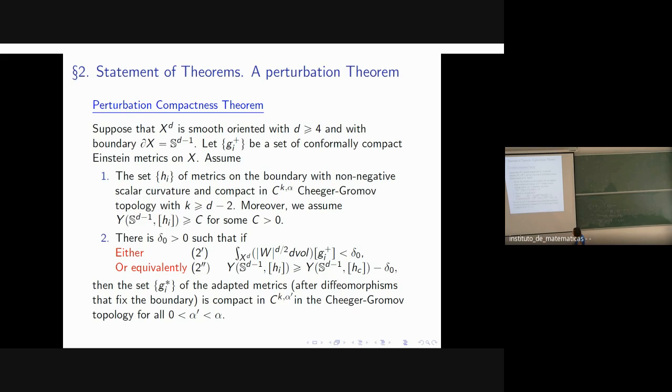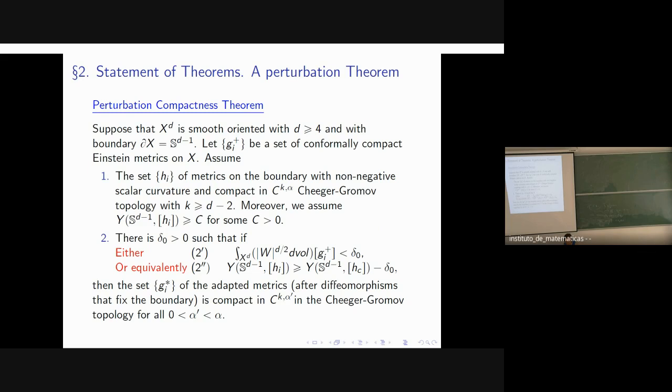So there is this result. Another point of this result is that we can either assume the Yamabe constant is sufficiently close to that of the sphere, or we can assume the interior metric g_i plus has Weyl L2 norm sufficiently small, which is the same as for its conformal closure because it is a conformal invariant. Either condition leads to compactness, but we only need one of them.